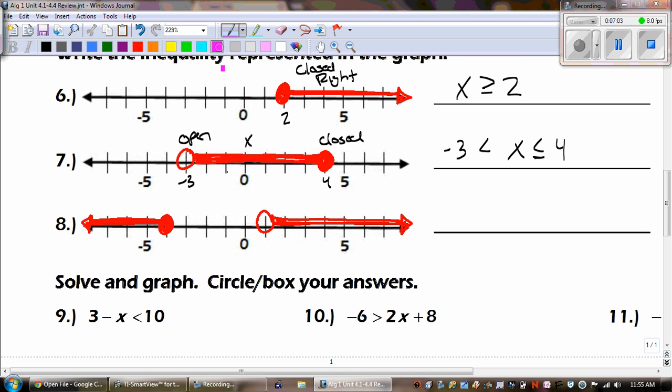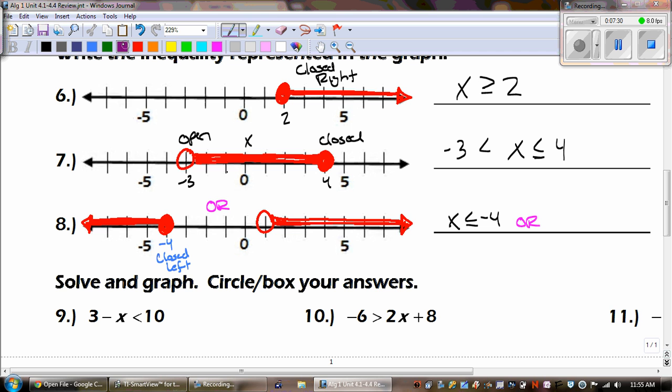Number 8. Number 8 is just like number 5. Right away, I know that there's a break in there, so I'm going to put the or. So our first one at -4 is closed, and it's shaded to the left. So that would be x is less than or equal to -4. Remember that we needed the word or there.